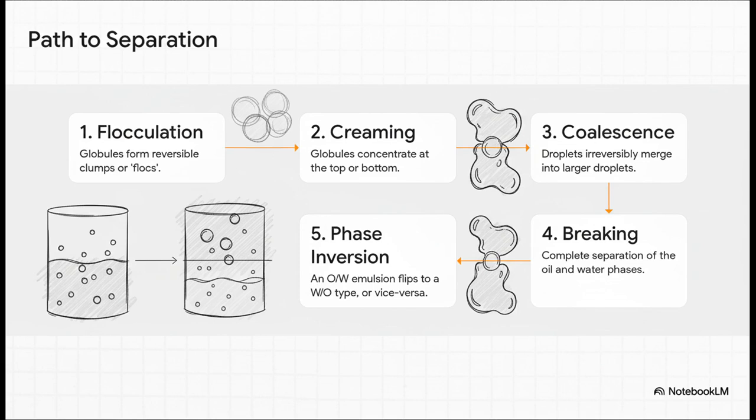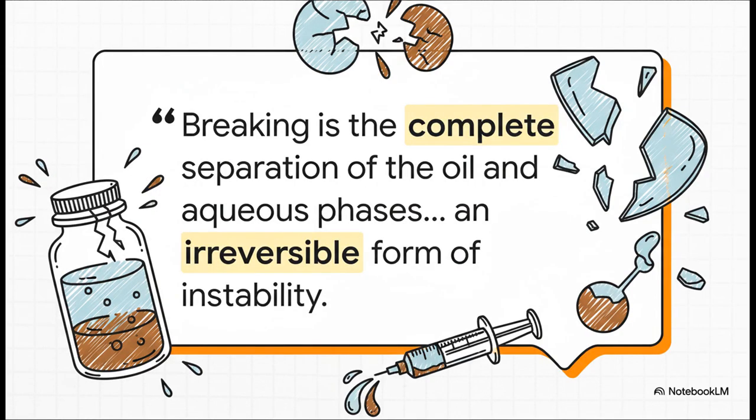It often starts with something called flocculation, where the little droplets just kind of get together in these loose, reversible clumps. Next comes creaming. This is where those clumps either float to the top or sink to the bottom. Think about the cream rising in a bottle of old-fashioned milk. Then things get more serious with coalescence. Here, the droplets aren't just clumping, they're actually merging and becoming bigger droplets, and you can't undo it. This is a slippery slope that leads to breaking, which is total separation. And then there's this weird one, phase inversion, where an OW emulsion can literally flip and turn into a WO emulsion.